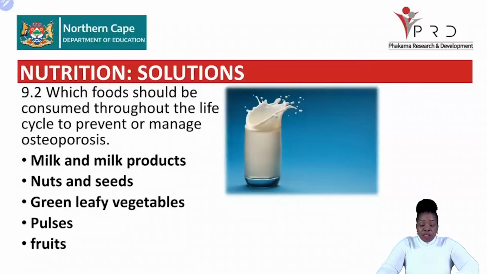We said, which food should be consumed throughout the life cycle to prevent osteoporosis? Right? So our answer is milk and milk products. Milk products, we are looking at cheese, ice cream, and yogurt. Once you consume those foods, it means you can manage or prevent osteoporosis in the long run. Sometimes you can have some nuts and seeds.